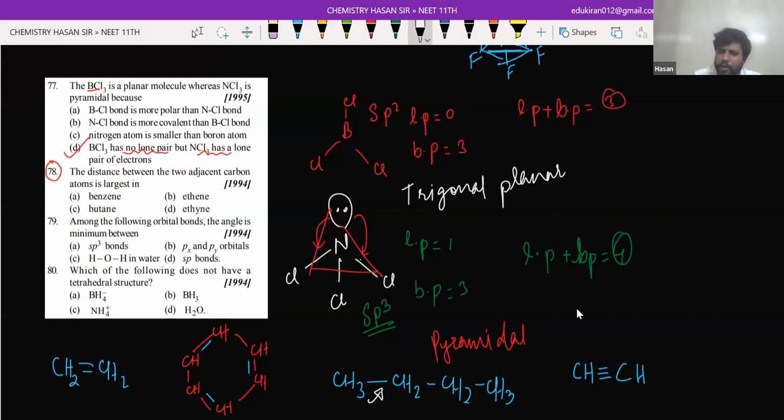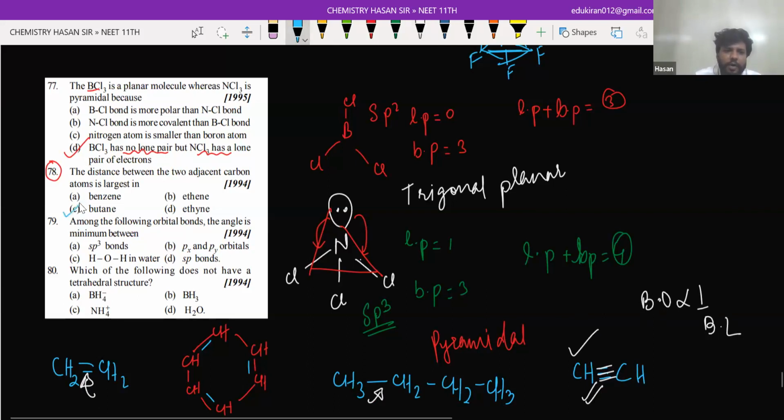And you can do it with the help of bond order. Bond order is inversely proportional to bond length. So for this carbon, there is a triple bond, that's why it has the smallest size. This one has double bonds, so it is greater than triple. And the largest is butane because it has a single bond. Single bond is largest. Is that clear?